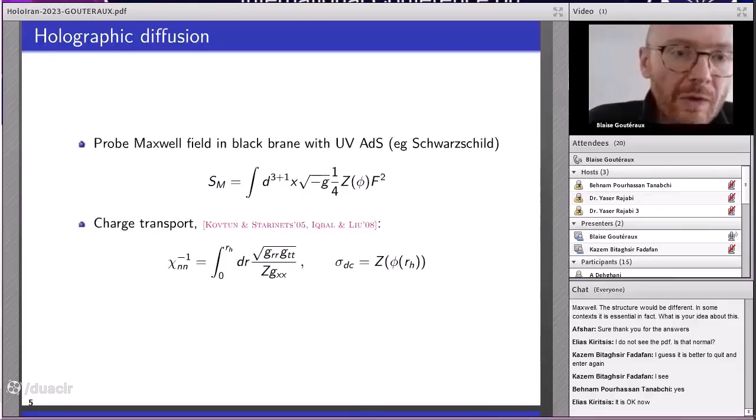In particular, we know how to compute the charge transport properties. We know that the static susceptibility is given by an integral over the whole spacetime of some ratio of metric elements and this effective gauge coupling Z. And it's the same coupling evaluated at the black brane horizon that controls the DC conductivity.